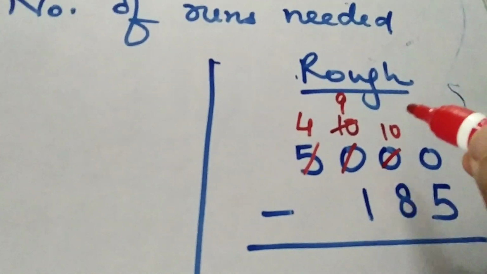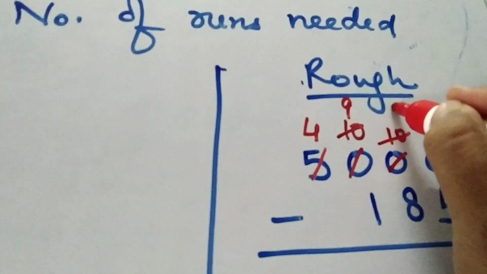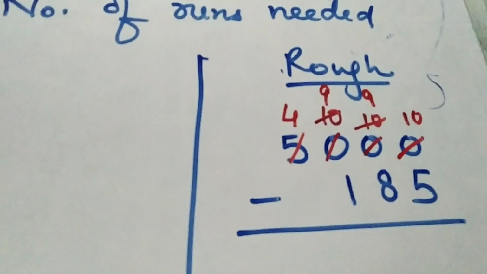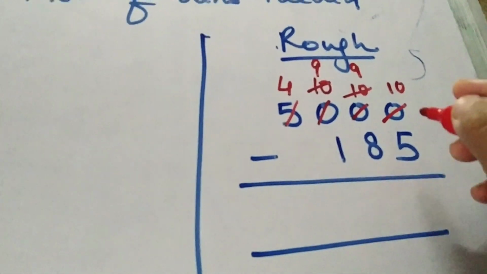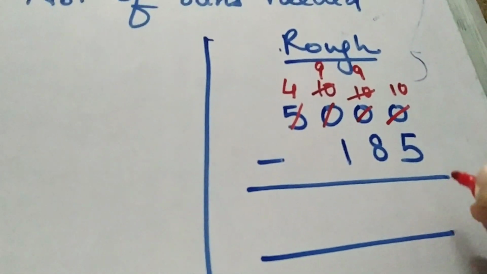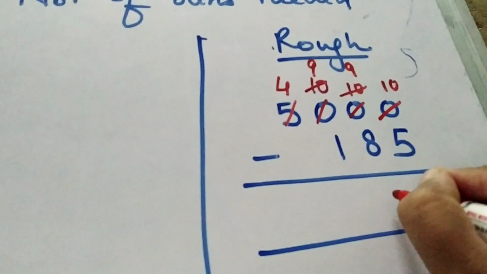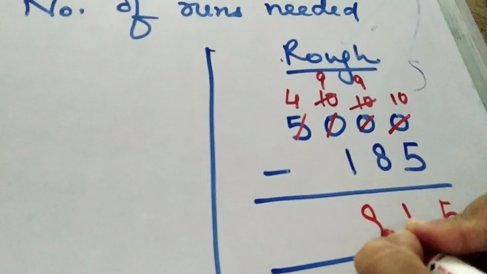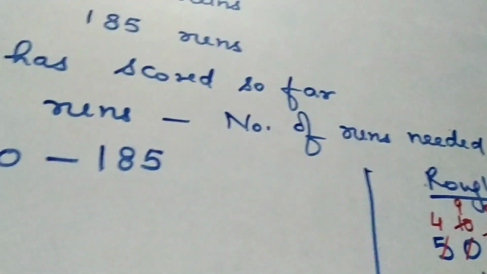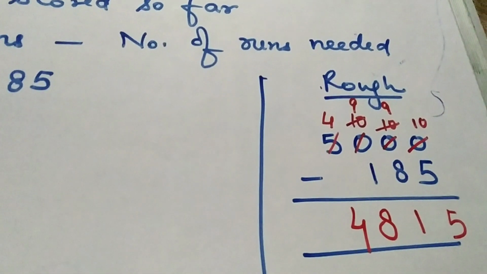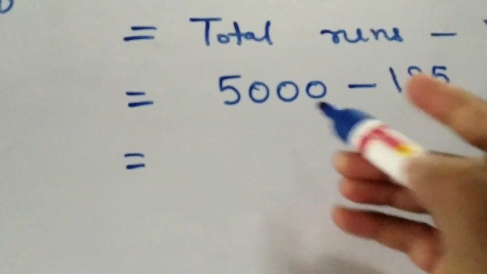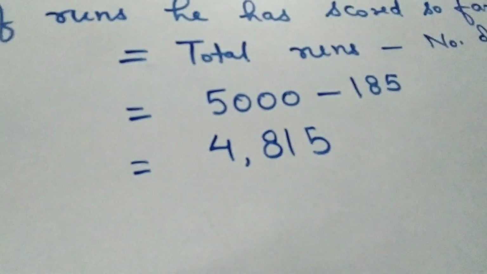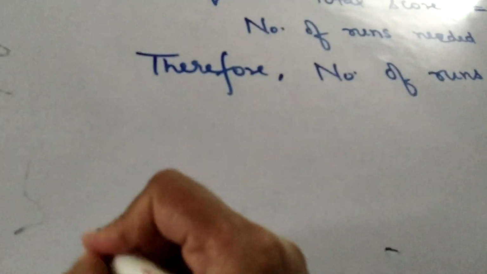1 tens will come here, right? Then this 1 tens will reduce and give 10 ones here, right? Hope you remember all the place values which I have explained to you earlier. Now 10 minus 5 is 5, 9 minus 8 is 1, 9 minus 1 is 8, and 4. So the answer becomes 4,815, right? We'll write the answer sentence.